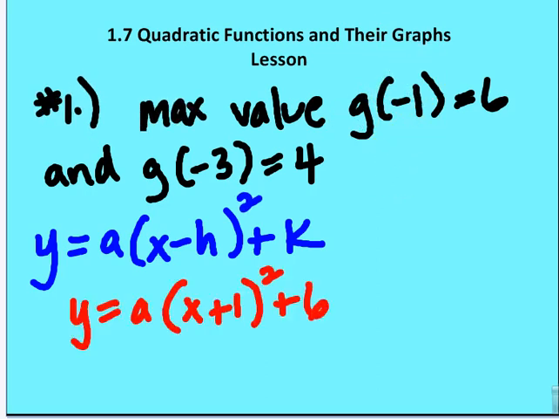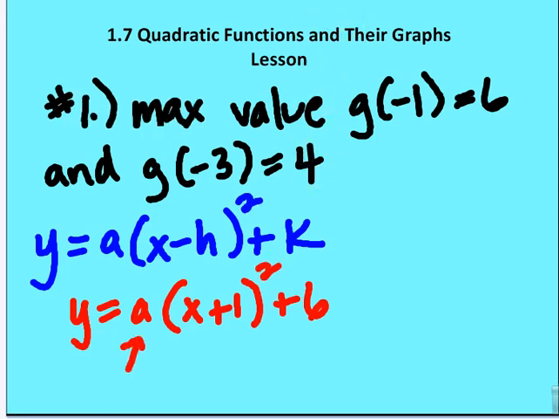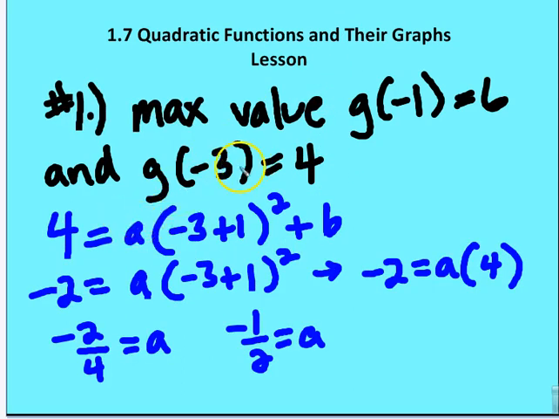All right, so now I'm going to use the second point. So I started with the vertex form first. I have to figure out a. I'm going to use the second point, g of -3 is equal to 4. I'm going to substitute in 4 for y and -3 for x, and I'm going to solve for a. So 4 is equal to a times -2 squared plus 6.